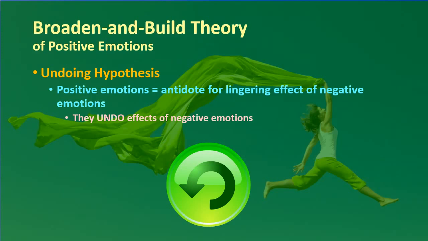Now, one of the key parts of the Broaden-and-Build theory is the undo hypothesis. And I think this is even more important than just the broadening effects. If you have a buildup of positive emotions, a storehouse of positive emotions, they can undo the effect of negative emotions. So it's like hitting the undo button on your computer when you've made a mistake.